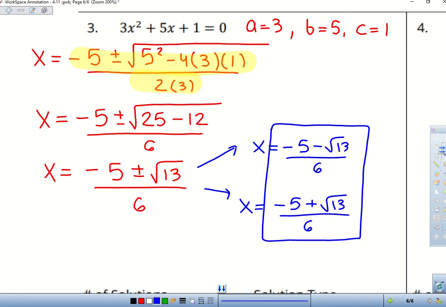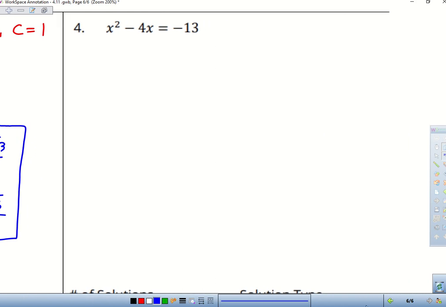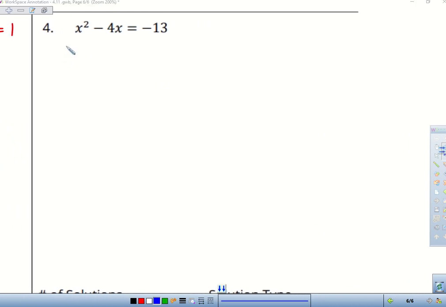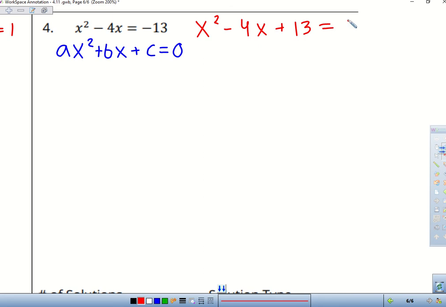All right. Looking at number 4, am I in the form ax squared plus bx plus c equals 0? No. So what do I need to do to the c? Add. Good, I have to add it to the other side. Now am I in the right form? Good. So a is 1, b is negative 4, and c is 13.